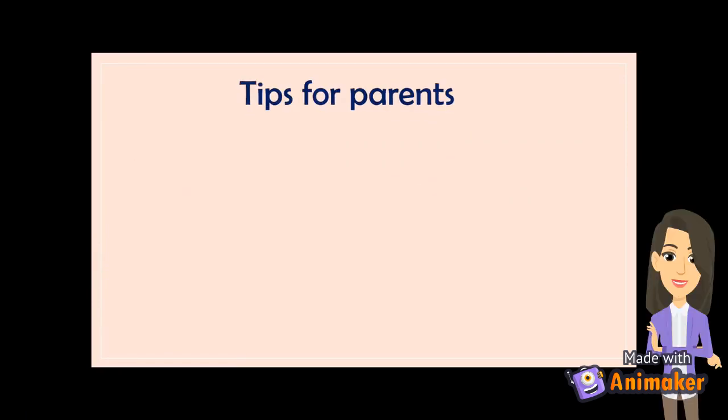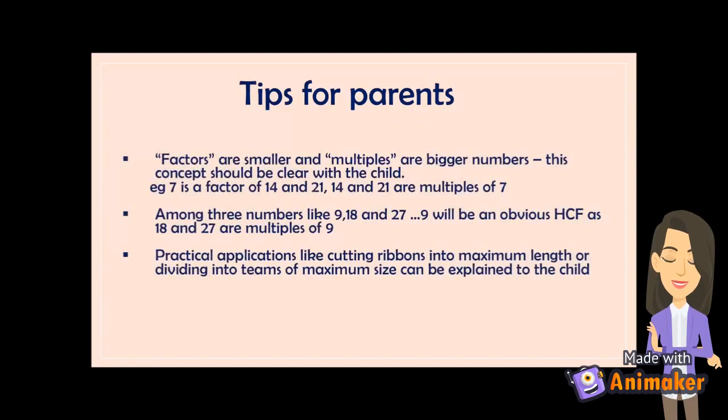Now tips for parents. Factors are smaller and multiples are bigger numbers. This concept should be clear with the child. Example, 7 is a factor of 14 and 21. 14 and 21 are multiples of 7. Among 3 numbers like 9, 18 and 27, 9 will be an obvious HCF as 18 and 27 are multiples of 9. Practical applications like cutting ribbons into maximum length or dividing into teams of maximum size can be explained to the child.